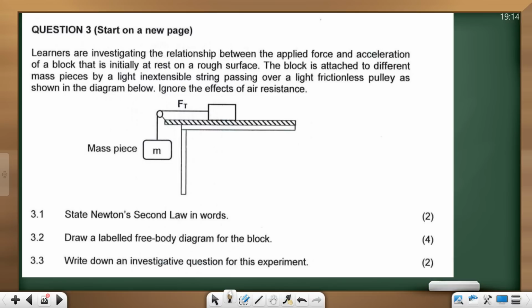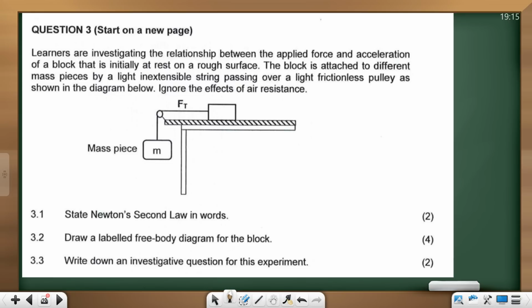All right. Learners are investigating the relationship between force applied and acceleration of a block that is initially at rest on a rough surface. It means there's friction. Okay. The block is attached to a different mass piece by a light inextensible string, which means there's tension, over a light frictionless pulley as shown in the diagram below. Ignore the effect of air resistance. Newton's second law. We're done.